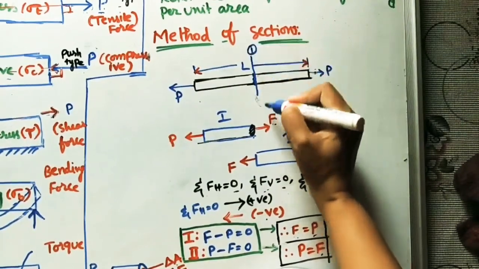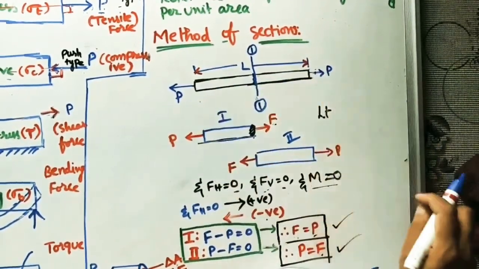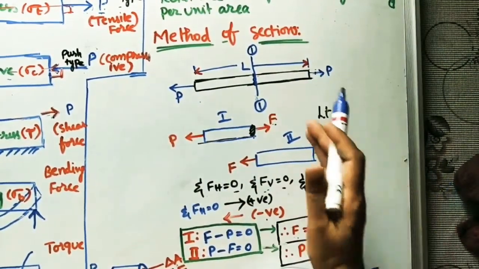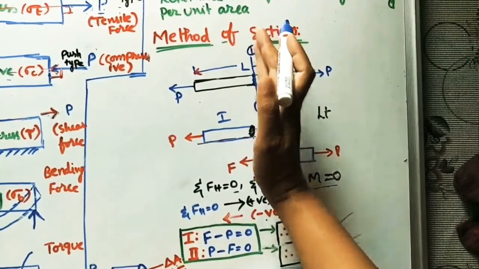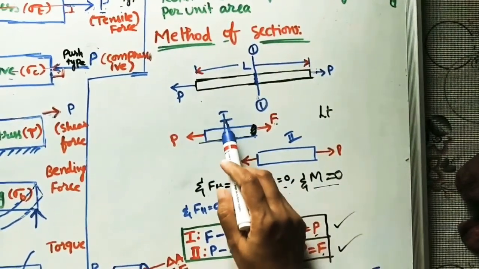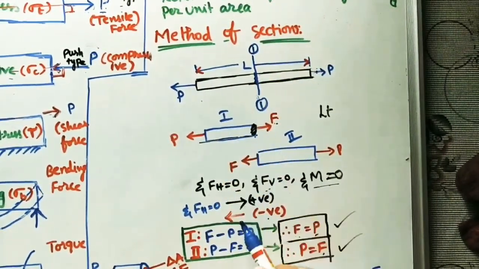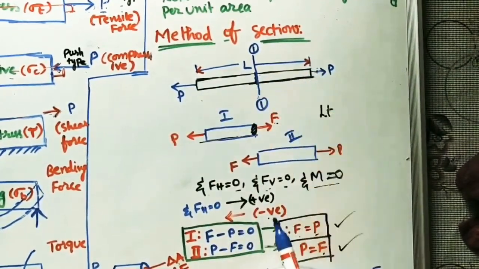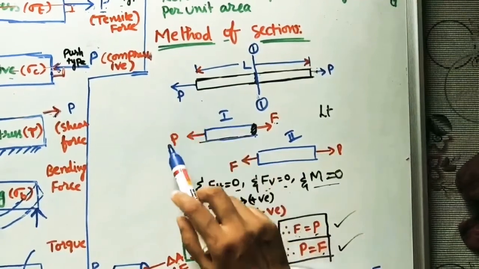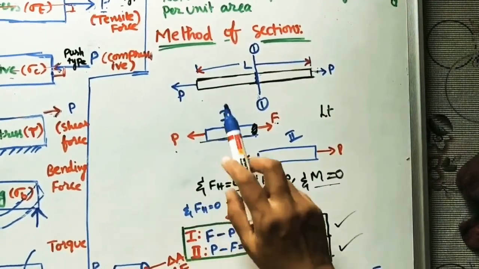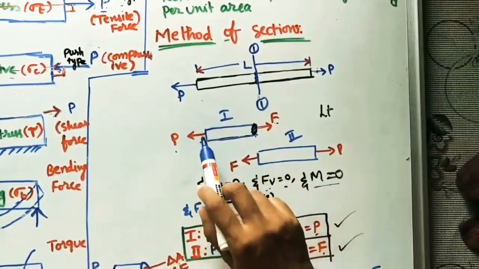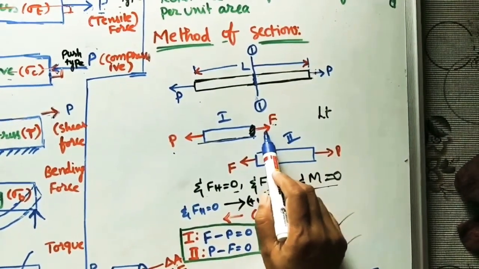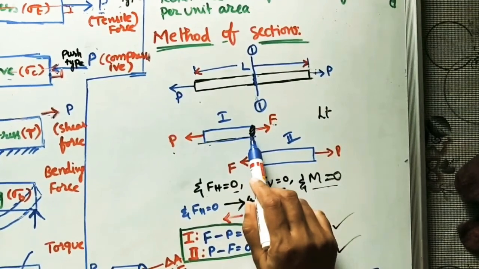I am taking L as the length of the body. Both sides we are applying the force. I am dividing it into 2 parts, 2 sections: section 1 and section 2. This part is section 1, this part is section 2. Now here I am applying the same force. According to Newton's third law, whatever force is acting on this side, the same force should act in the opposite direction for getting equilibrium of this section 1.